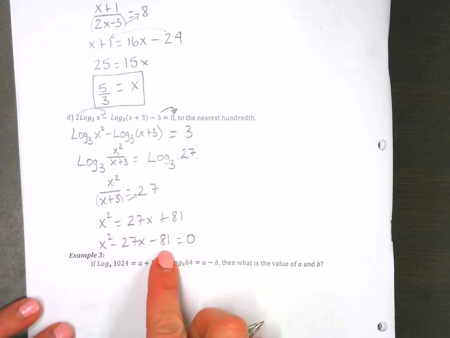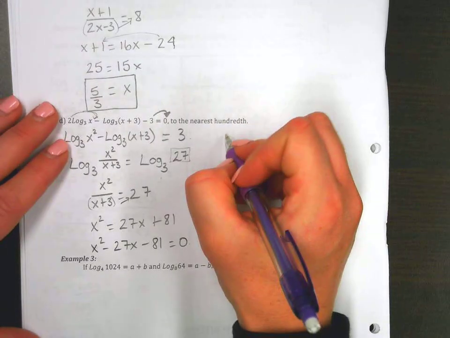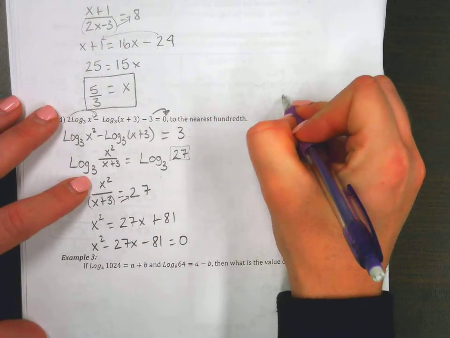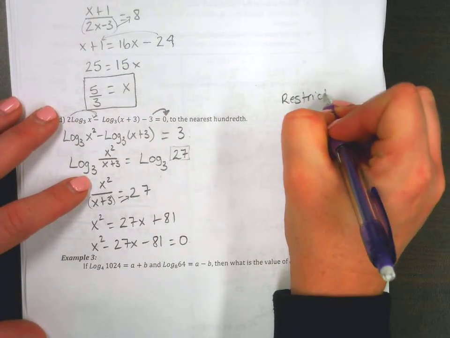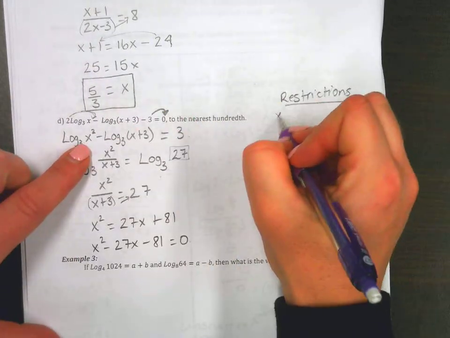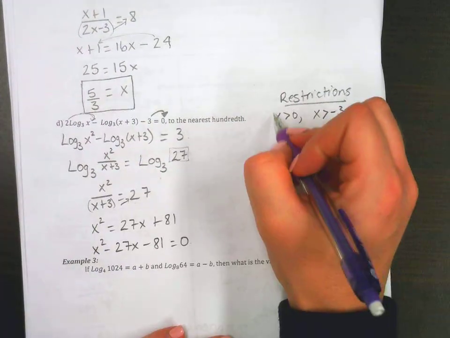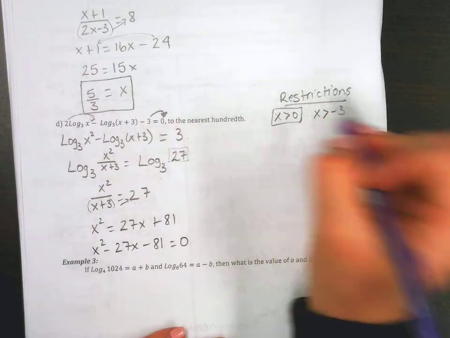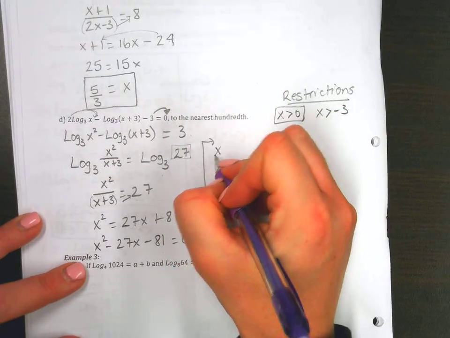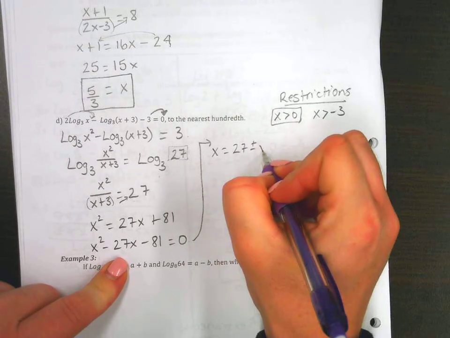Sorry, before we solve for x, we forgot to talk about our restrictions again. So our restrictions in this case should be x has to be greater than 0, and in this case x would have to be greater than negative 3. So what is going to satisfy the entire equation would be x has to be greater than 0. Alright, so now we're ready to solve this for x using my quadratic formula. So x equals negative b, so 27, plus or minus the square root of b squared minus 4ac, all divided by 2a.